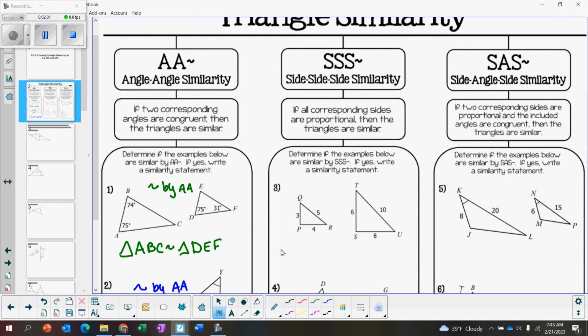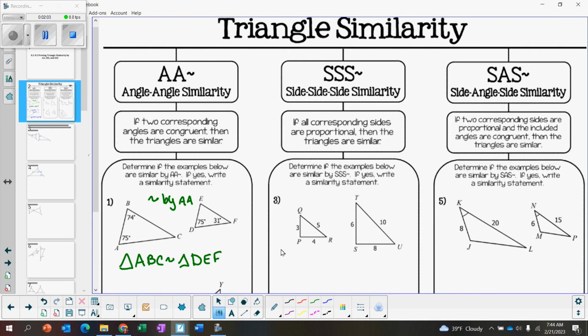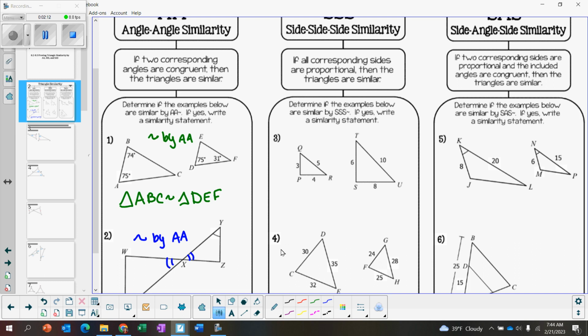The second method that's possible is side-side-side, or SSS similarity. If all corresponding sides are proportional, then the triangles are similar. When I'm comparing two triangles, I'm going to identify the smallest side of one and find the smallest side of the other, and put them in one kind of notation. I'm going to take the biggest side and match it with the biggest side, and then the middle with the middle. So I'm using different symbols to identify what sides go together.